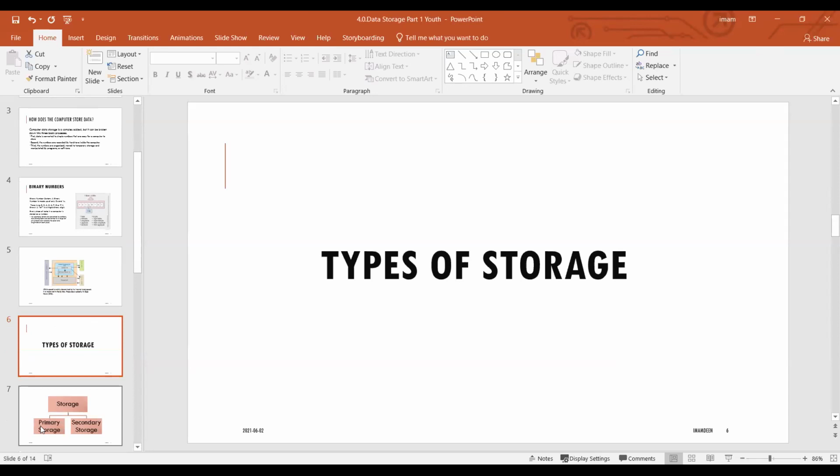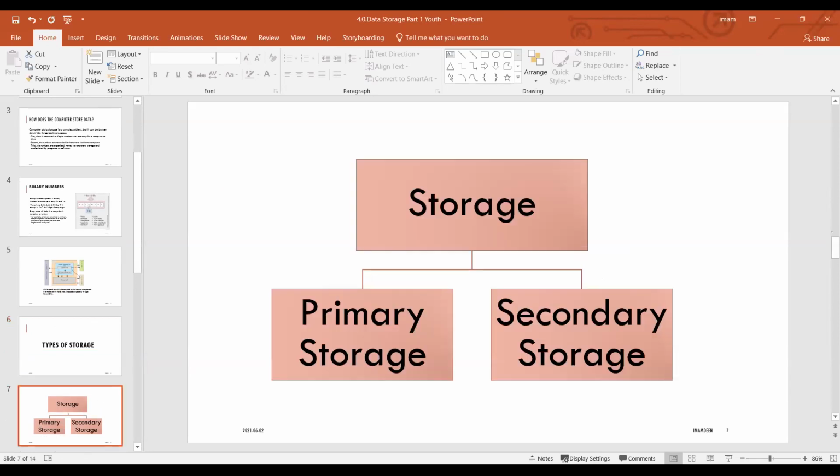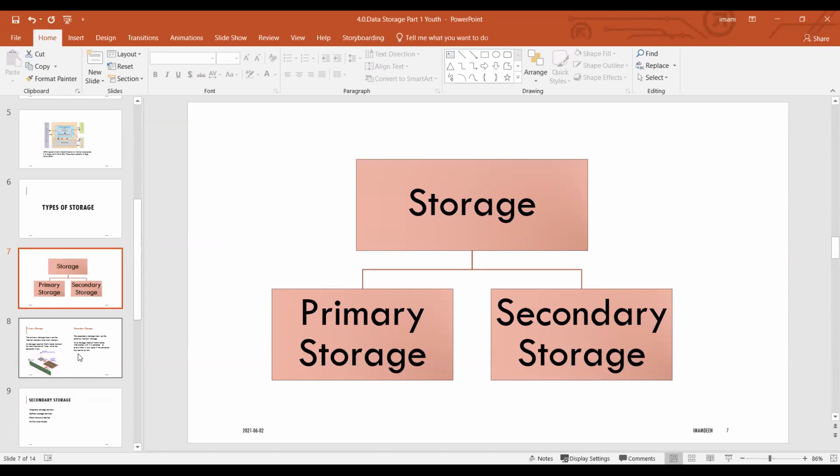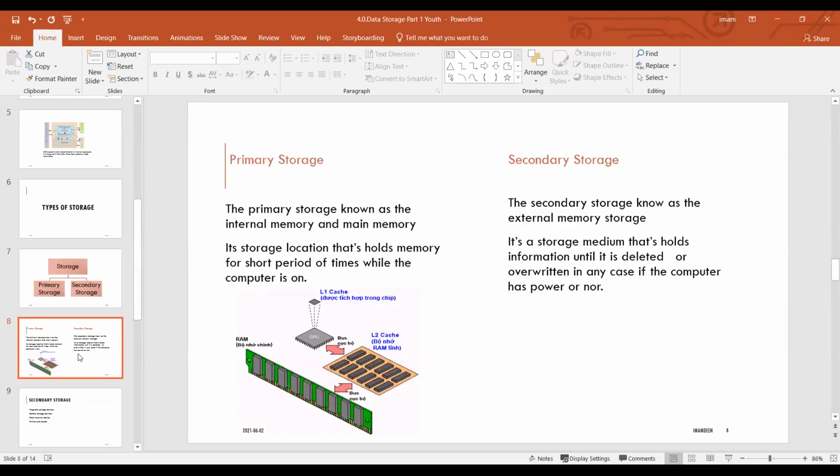Okay, so next is types of storage. Under types of storage, we have primary storage and secondary storage. So there are two types of storage. Okay, students, we'll see what primary storage is and what secondary storage is. Primary storage is the storage where, as I said, permanent storage, so permanent storage is the primary storage.